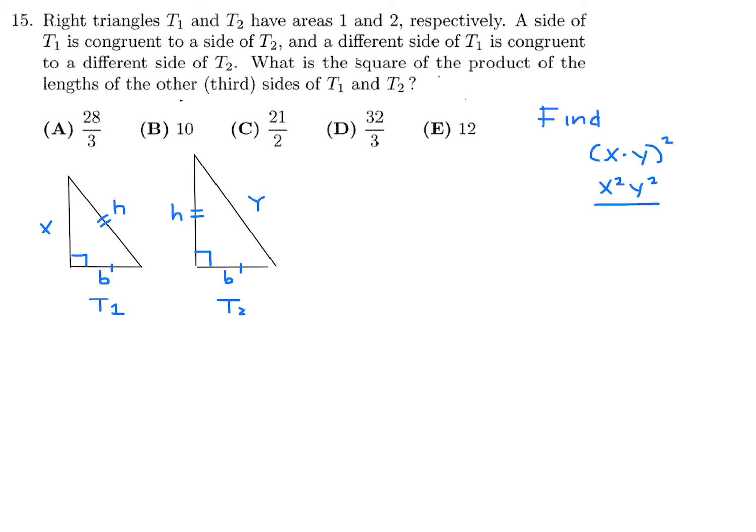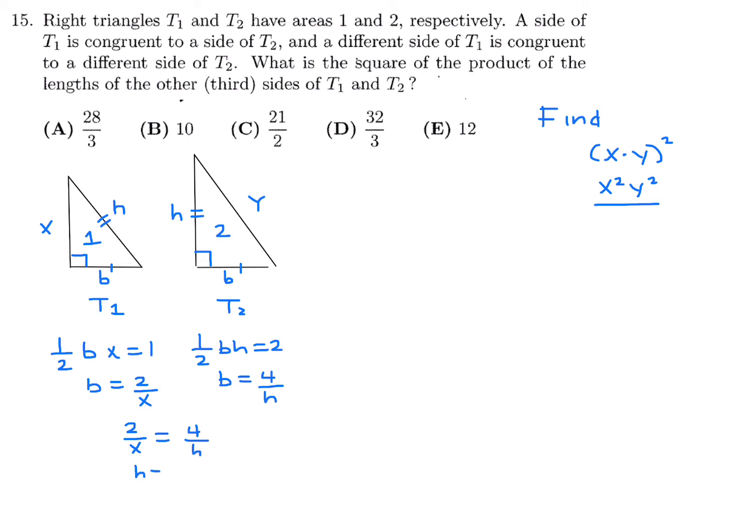Let's see here. The area is 1 here, and the area is 2 here. So immediately, because they're right, we can use 1/2 base times height is equal to 1. So that gives me that b is equal to 2 over x. And the same thing here, 1/2 base times height is equal to 2. So that gives me that b is equal to 4 over h. And I can set these equal to each other and get another relationship, which may help me. This will give me that 2h is equal to 4x, or h is equal to 2x. Okay?